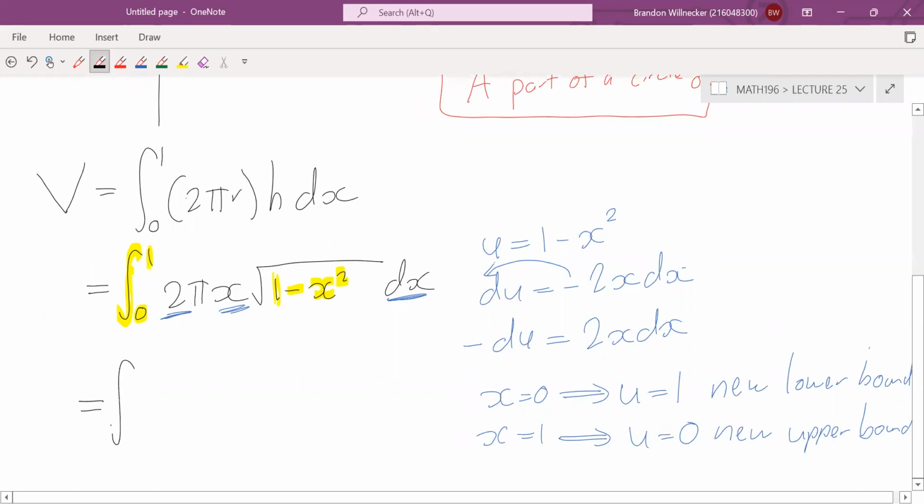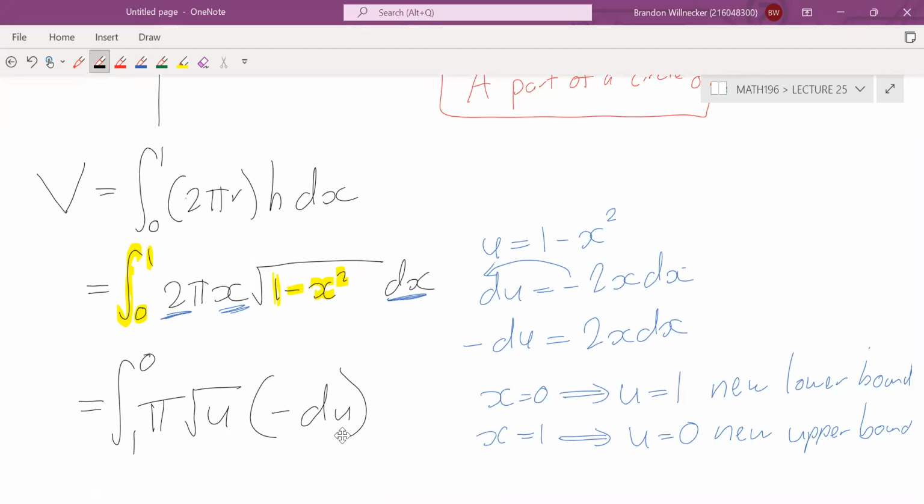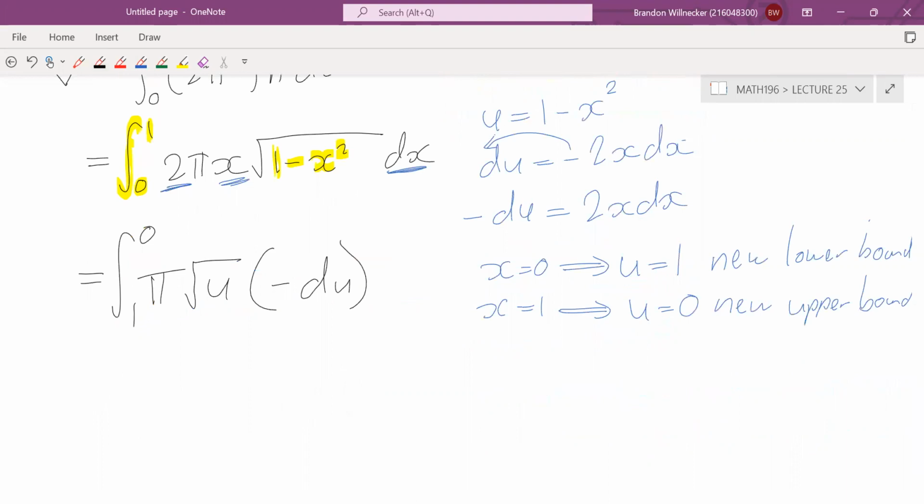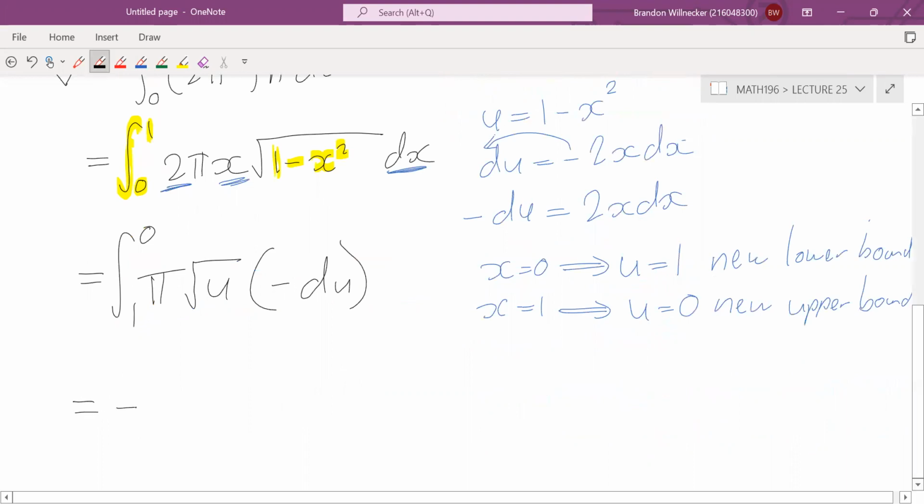So we're going to have the integral. The new lower bound is 1. The new upper bound is 0. Okay, we still have the pi. And then the square root of 1 minus x squared becomes the square root of u. And 2x dx, that becomes minus du. Okay, so that's everything substituted now. So we can take the constants out. So we have minus pi, integral from 1 to 0, u to the 1/2 du.